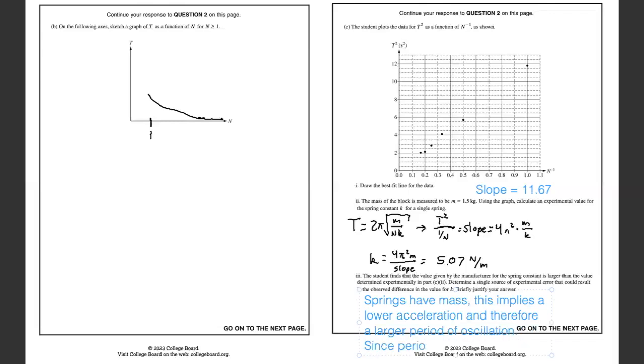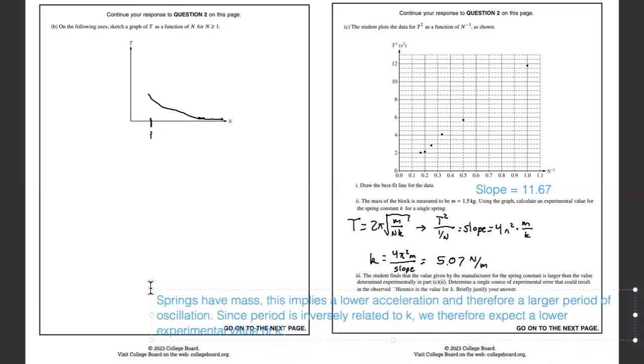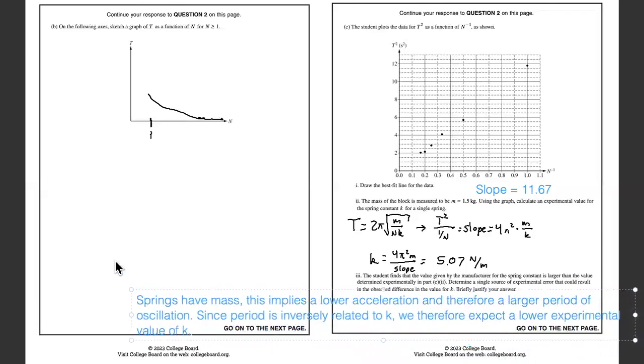Since period is inversely related to k, we would therefore expect a lower experimental value of k, which is exactly what the question is saying that we should have. Again, I'm not entirely sure if my reasoning's correct, but this is probably the one that I'm most confident with in terms of a reason.